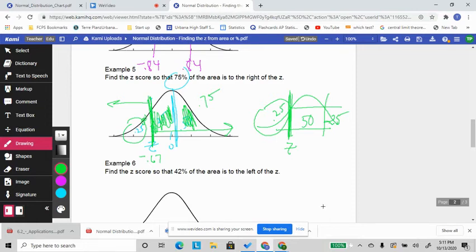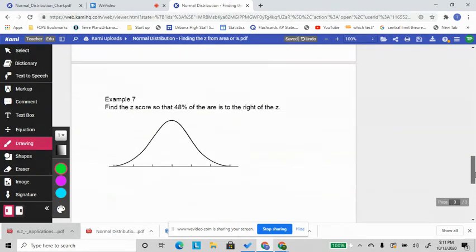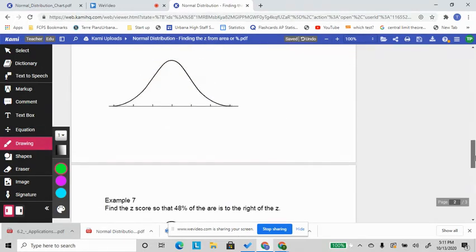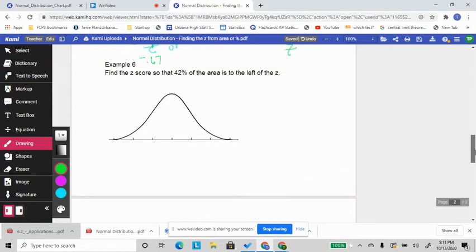All right, so this should be our last one for the day. Oh, no, 2 more. All right, here we go. Find the z-score so that 42% of the area is to the left of the z. All right, so if we want it to the left of the z and we want 42%, we've got to be on this side because this is 42% to the left of it.